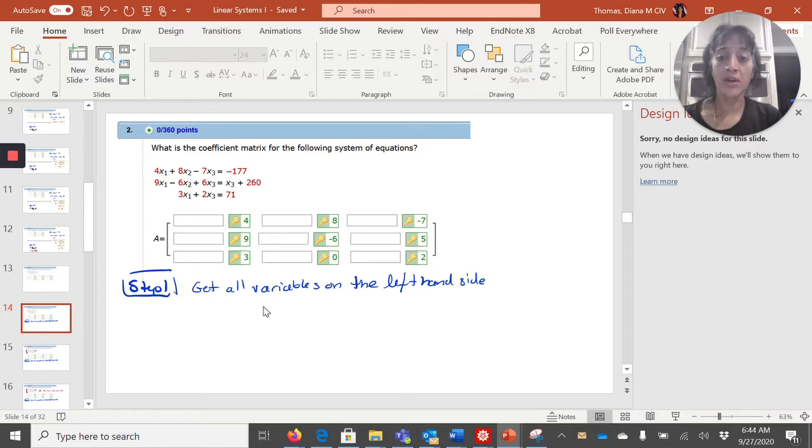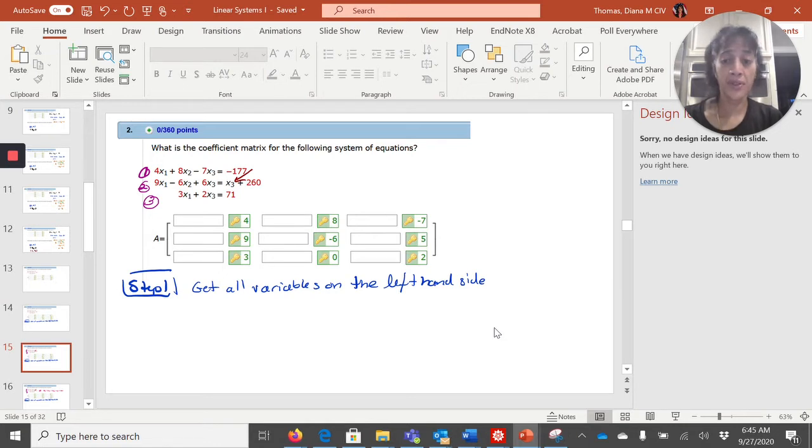I'm going to get what's called the coefficient matrix. And to do this, I like this problem because it's not set up clean for you. You first have to make sure all the variables are on the left-hand side, just like if you had a regular equation with just one variable in it. So this x3 is on the wrong side, so I have to move it over.